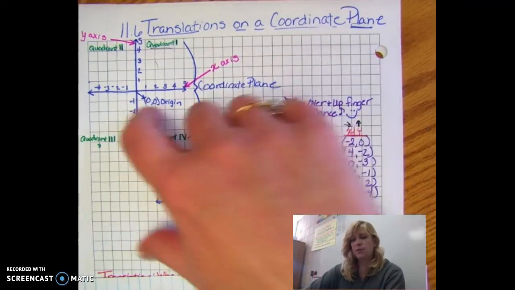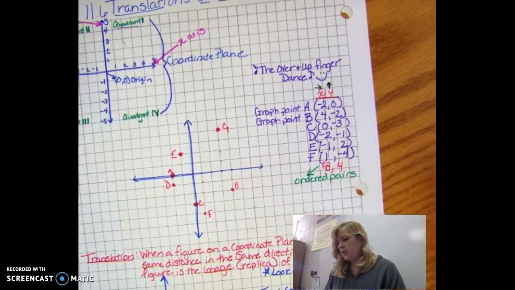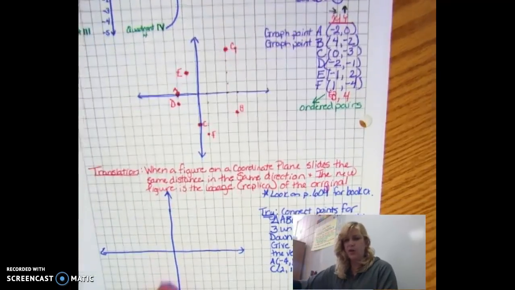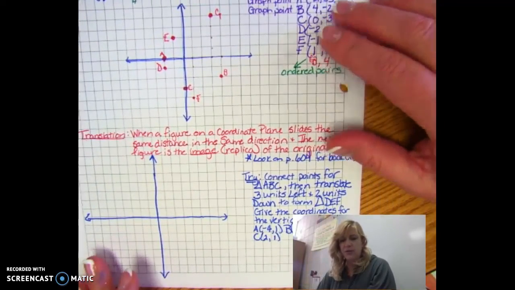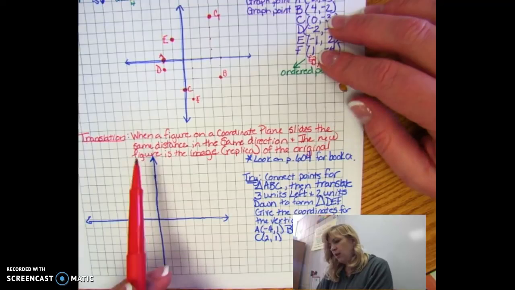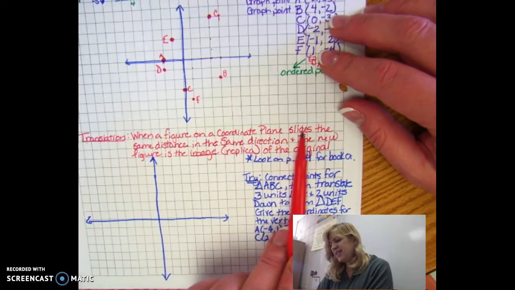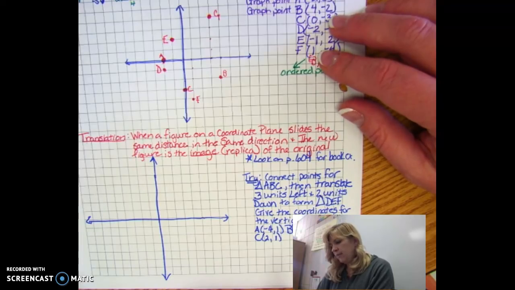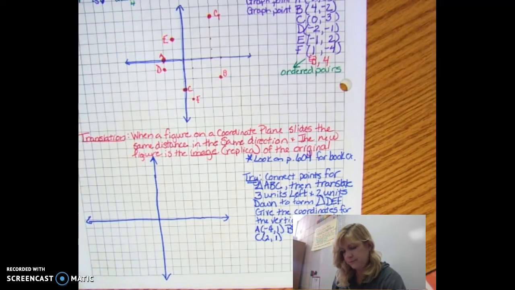It'll be helpful for you to refer back to especially this. This describes everything we're going to be doing. So what we are going to do for a translation is when a figure slides across the coordinate plane, up, down, or whatever, it looks identical to its original one. It's just scooched. So the formal definition you can write down is, when a figure on a coordinate plane slides the same distance in the same direction, then the new figure is the image or replica of the original.